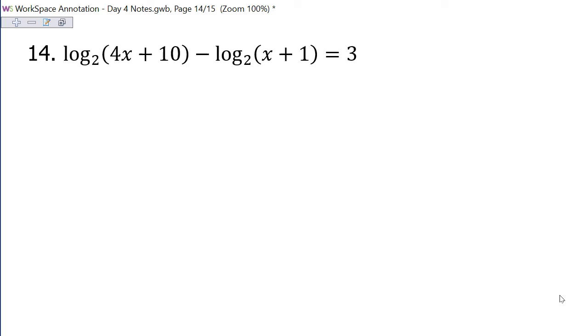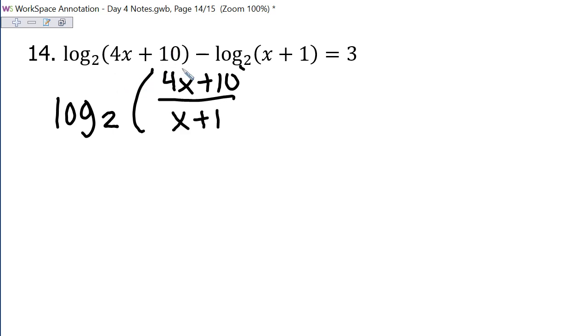Number 14, we have log base 2 of 4x plus 10 minus log base 2 of x plus 1 equals 3. Where do I start? Yeah, put them together to 1 log. So this would be log base 2. If I have subtraction, what do I change it to? Division. So what goes on top? 4x plus 10. What goes on bottom? X plus 1 equals 3.